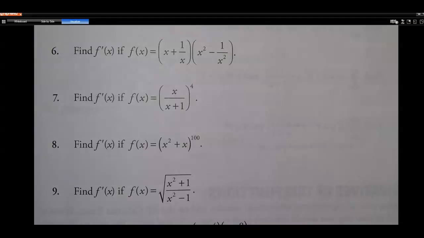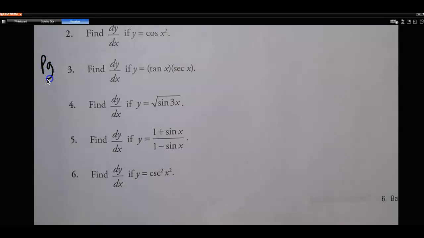Let's move on to our last page. All right, for page 149, we're going to do 6 and 7. So I'm going to start off with 6. Here we go. So we want to find the derivative of cosecant of x squared.